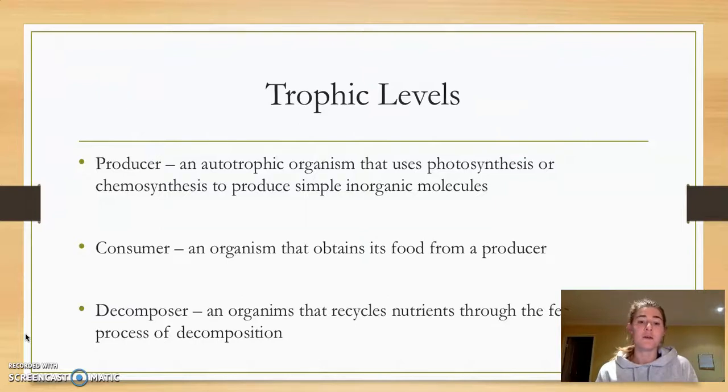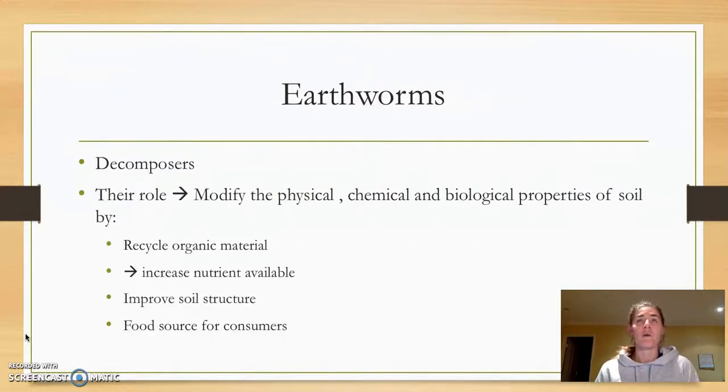And a decomposer is an organism that recycles nutrients through decomposition. For example, earthworms. As they work their way through a producer or a consumer, they're breaking it down. Their role in an ecosystem is to modify the physical, chemical, and biological properties of soil. They do this through recycling organic material, which, like I said earlier, is about breaking down leaves and plant life. In doing this, they increase the nutrients available by putting it into smaller molecules so that others can have an effect on the greater ecosystem.